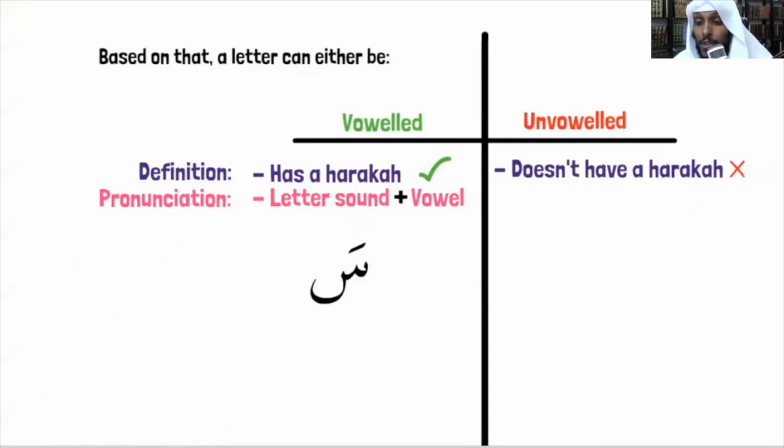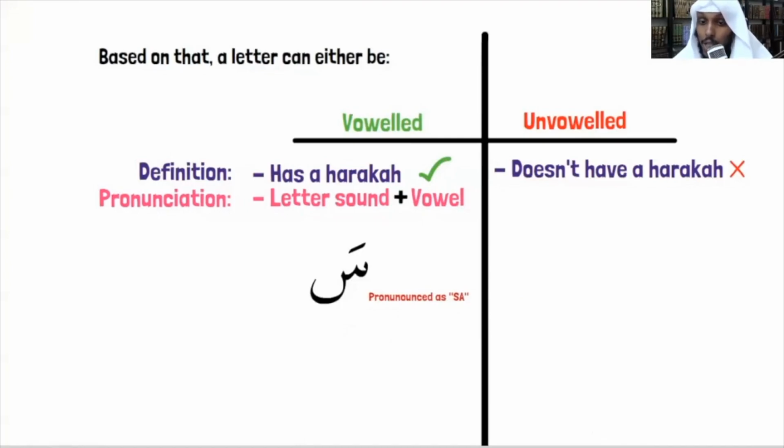But we say the letter sound, which is s. Okay, that's the seen, s. And the vowel, which is the fatha, the a. And together they give us sa. So letter sound plus vowel. If you wrote it in English, then it would be S-A, pronounced as sa. Okay, that's the vowel letter.